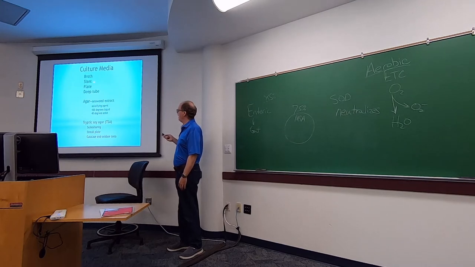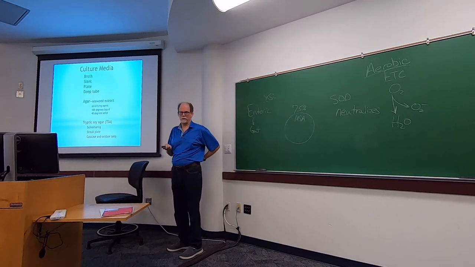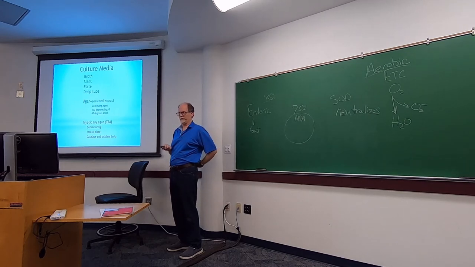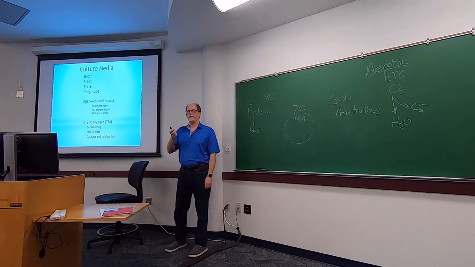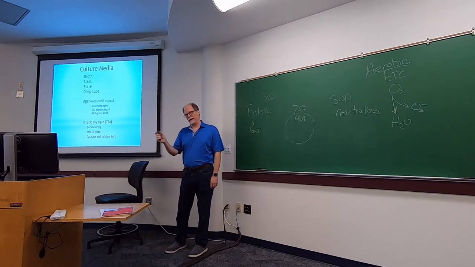You put this extract in to make all of these. If it's tryptic soy, it could be a plate, a TSA plate, a TSA slant, or a deep tube. A broth would be TSB without the agar. The agar makes it solidified, right? And we sometimes just call things like the starch agar plate, or it could be just the starch plate.